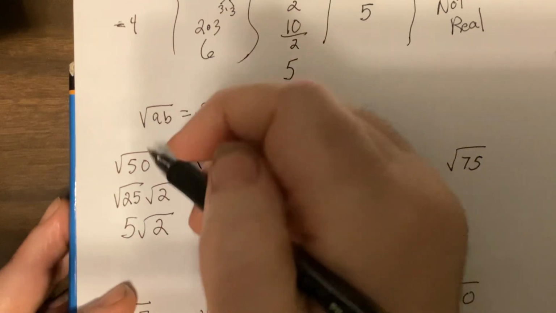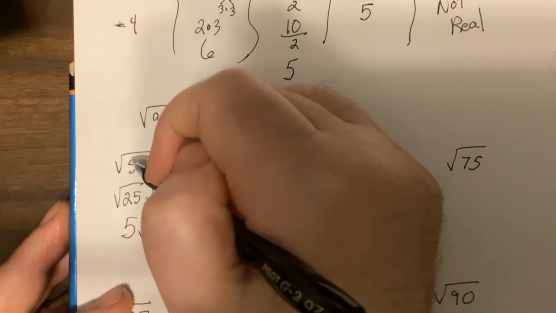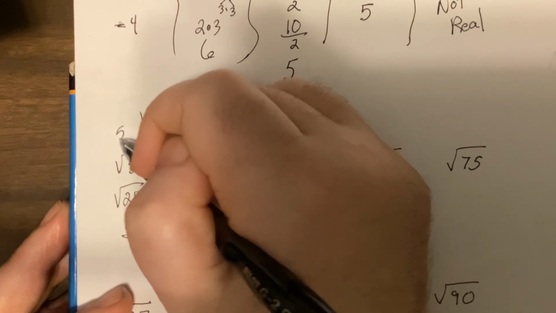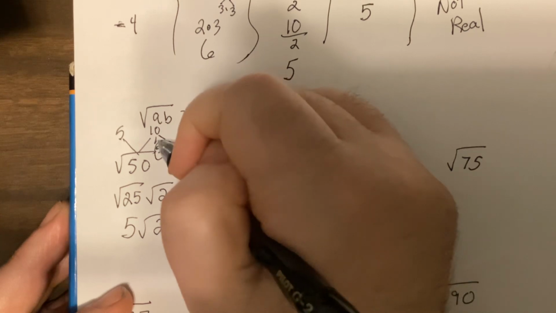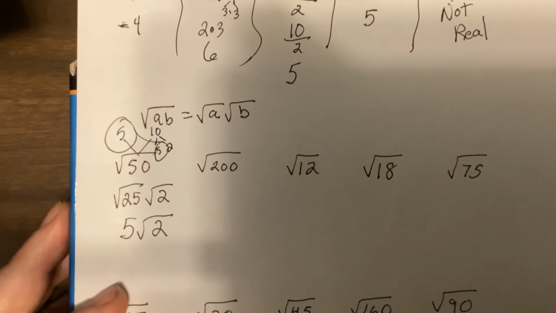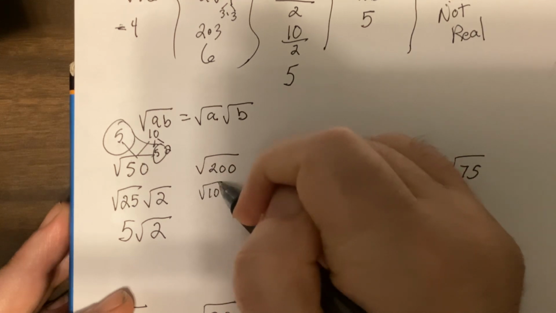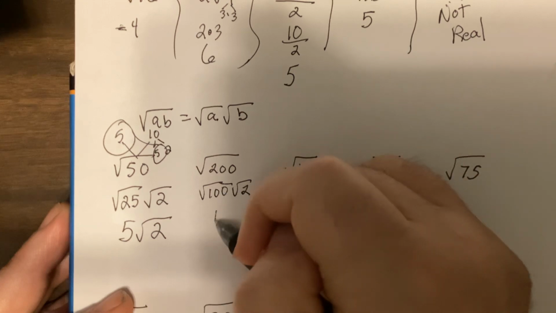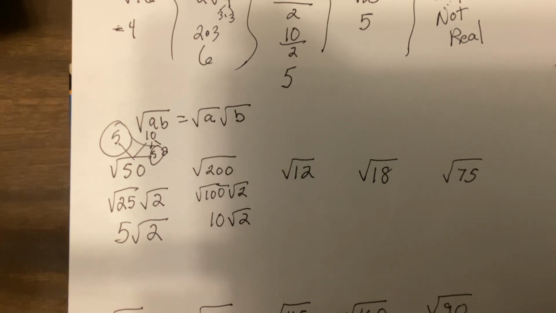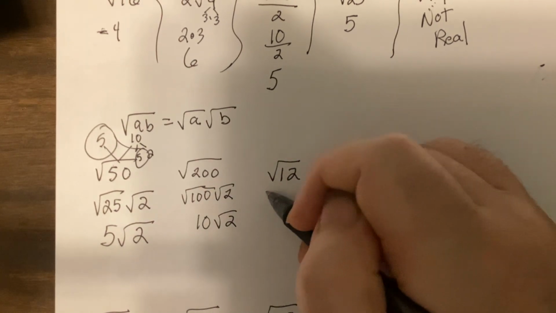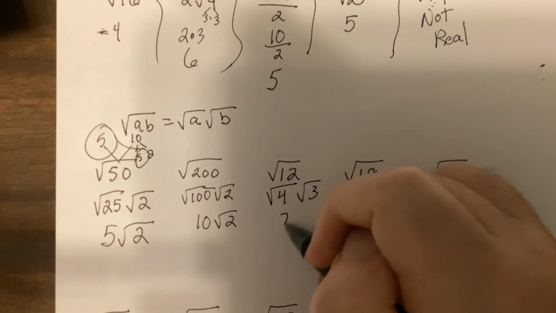Now, another way to do this, either say, hey, what's the perfect square that goes into 25? Or 50 is 5 times 10. 10 is 5 and 2. I have 2 5s, that's my perfect square. So 200, I'd break it up 100 and 2. Square root of 100 is 10. Square root of 12, that'd be 4 and 3. Square root of 4 is 2.